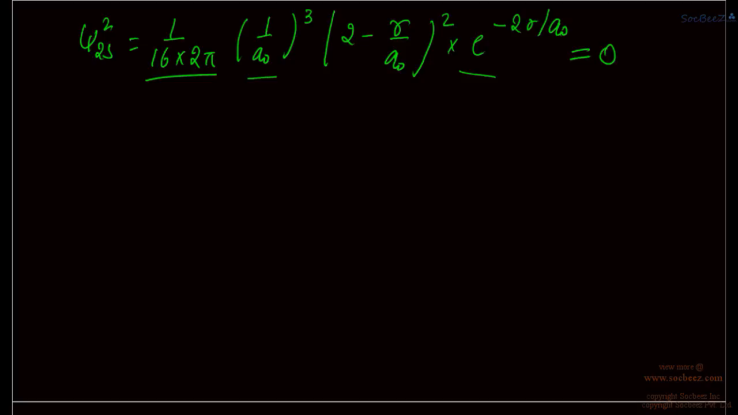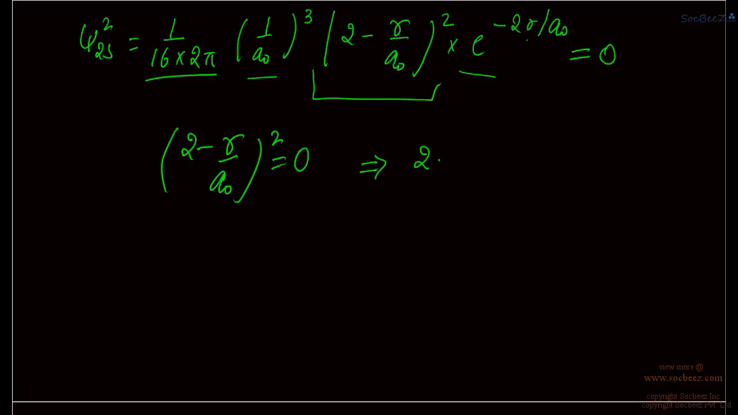E raised to the power minus 2R upon A naught, so no matter what is the value of R, this term cannot be 0, and hence we are left with only this term which should be 0 to make this whole expression 0. So 2 minus R upon A naught whole square should be 0. So from here we get 2 minus R upon A naught equals 0. So 2 equals R upon A naught, or from here we get the value of R as 2 A naught.